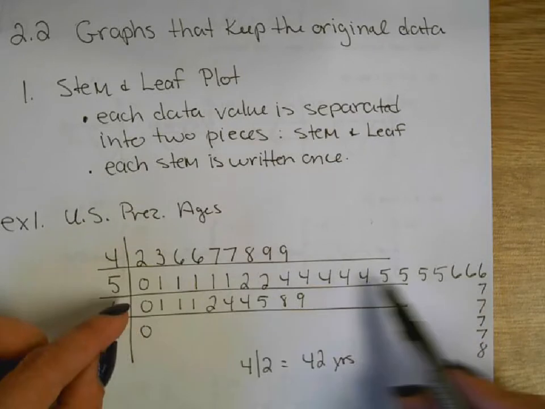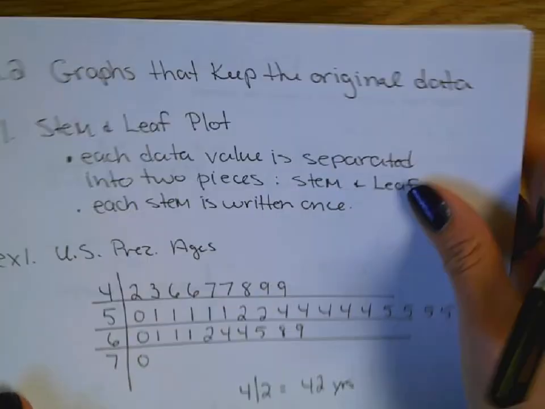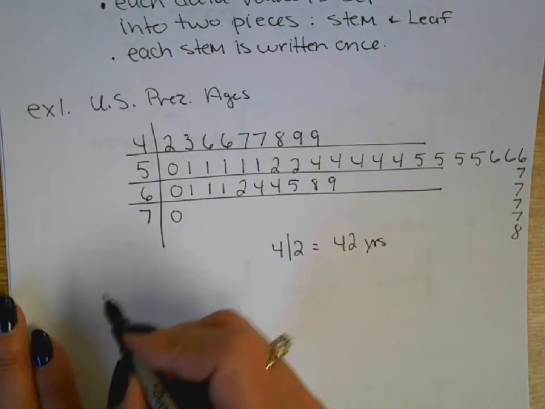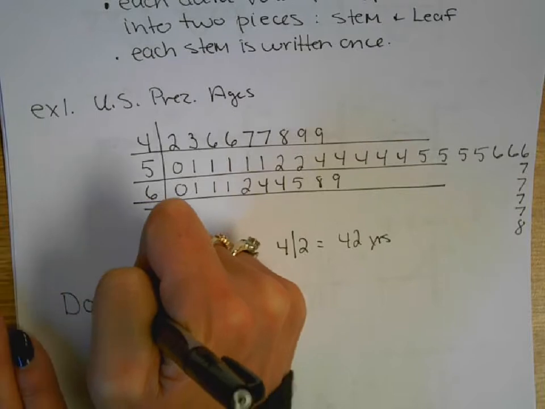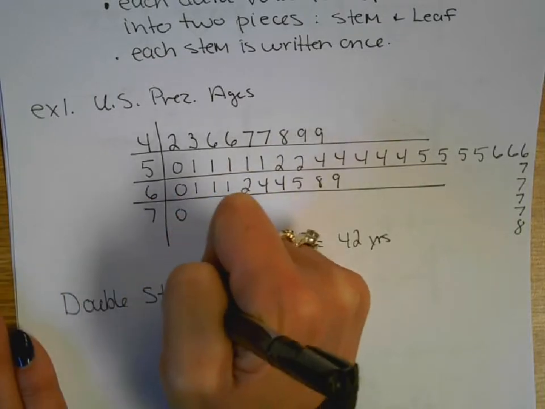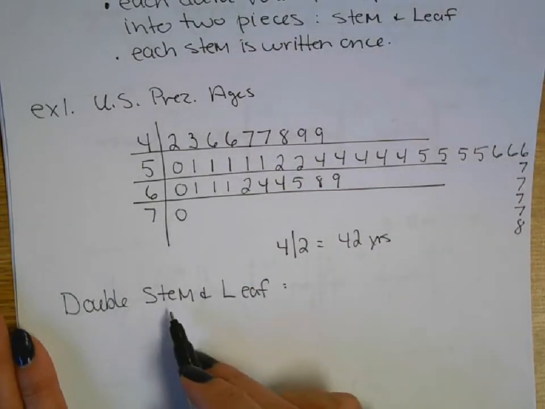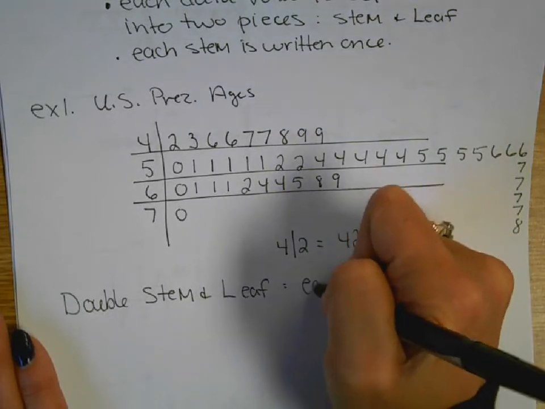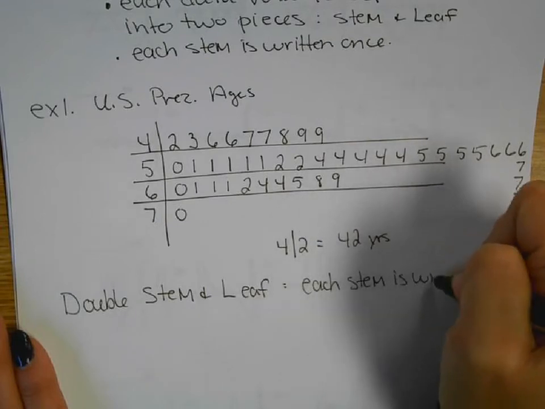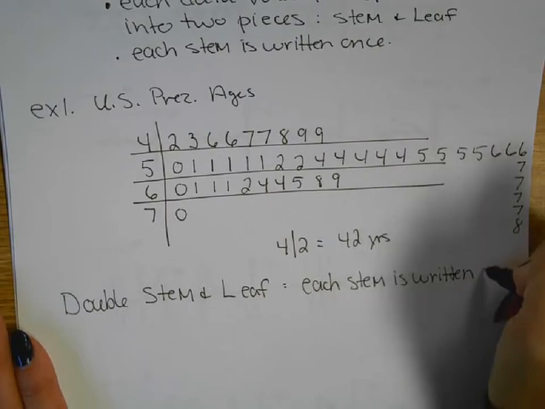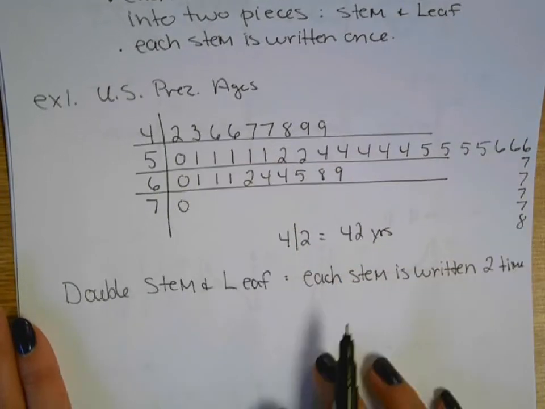Okay, see how there's so many 50s, they're all bunched up in there? When you have it all lumped in that one, if you want to see more separations, you can make what's called a double stem and leaf. A double stem and leaf means you're going to write each stem twice instead of once. So that means we're going to have 2 4s, 2 5s, 2 6s, and 2 7s.